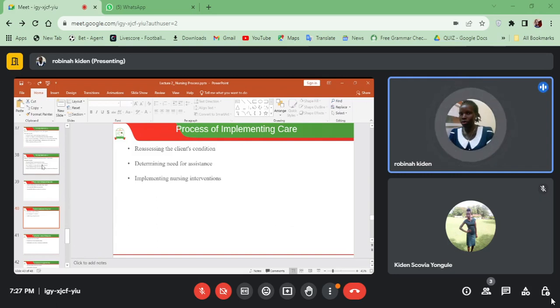We keep on reassessing the patient. We keep on determining the needs for assistance, then also implementing nursing interventions. Like for instance, we can reassess the patient and we realize that the patient needs to be bathed. So we bathe the patient.